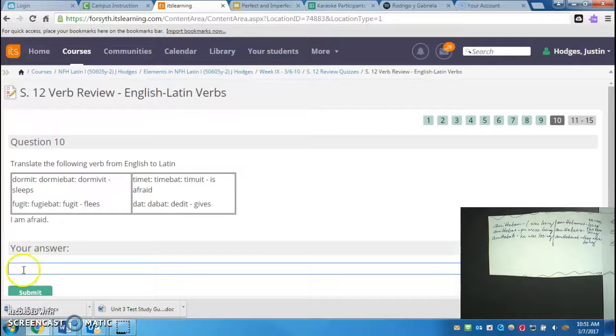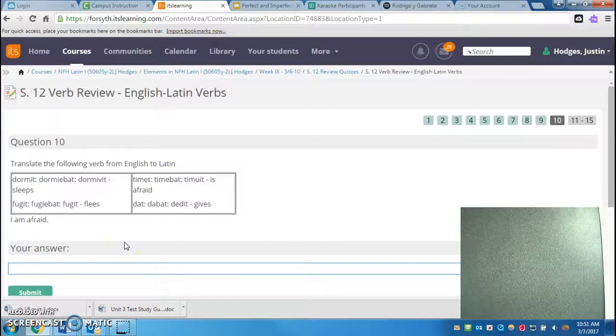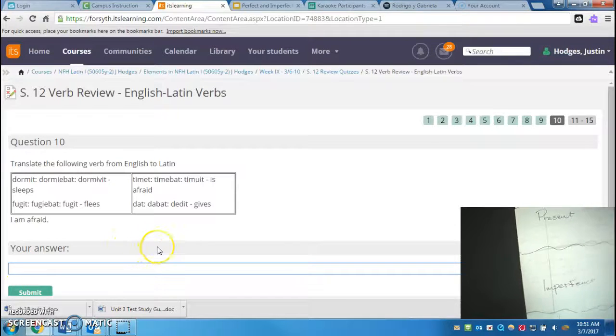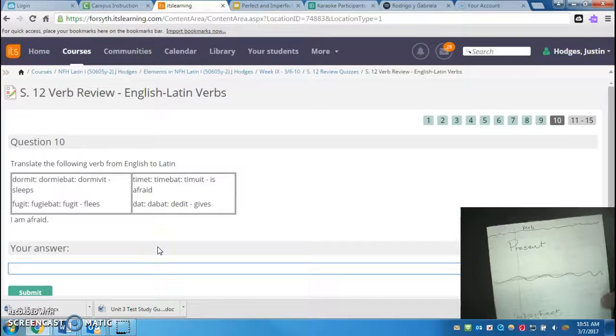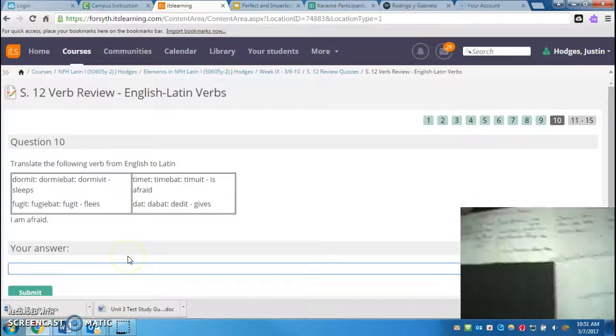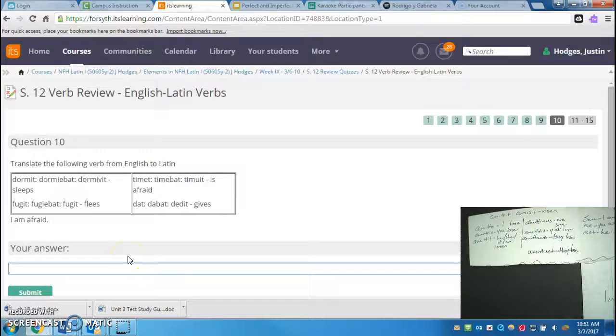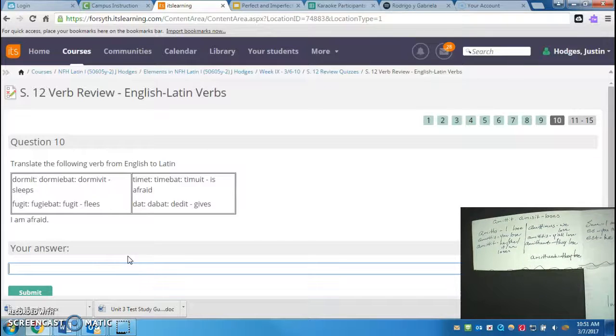All right. I am afraid. We have present tense now. And it's happening currently. All right. So present tense. O, s, t, mus, tis, unt. First person singular. O for I. So I am afraid. We'll go from timet to timeo.